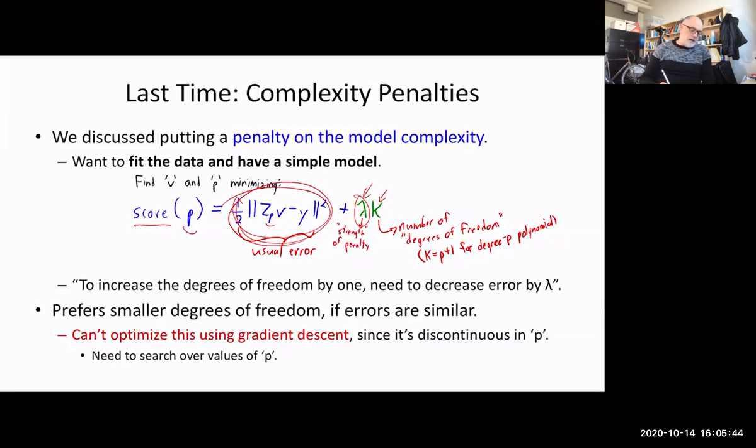The problem, though, is that we can't optimize this using gradient descent since it's discontinuous in p. As p goes 1, 2, 3, 4, whatever, the penalty jumps up by lambda, plus whatever the score is. So we can't optimize this using gradient descent, and we have to search over the values of p.